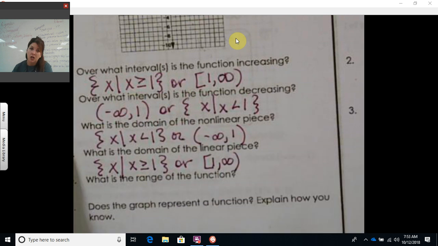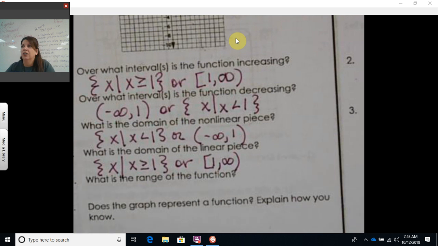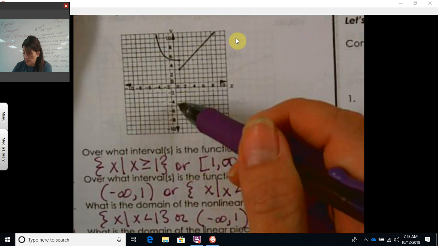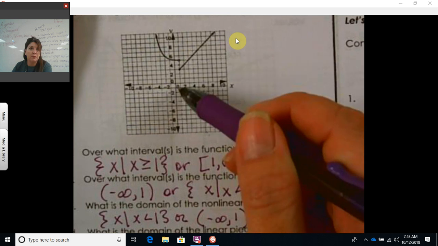Okay, range of the function. Range is what? Y values. Is this going to be all real numbers? If it just says the function, it does not refer to one piece or the other. It's talking about the whole thing together. Is it going to be all real numbers for the range? Do I have y values of this function at negative 10? No. At negative 4? No. At 0? Are there any points in my graph that have a y value of 0?